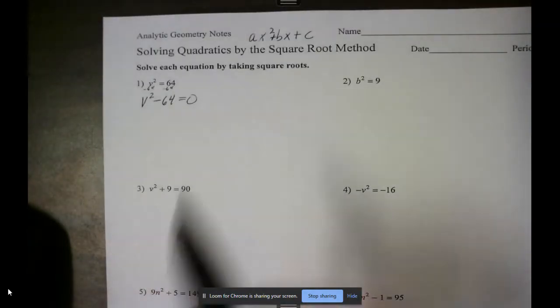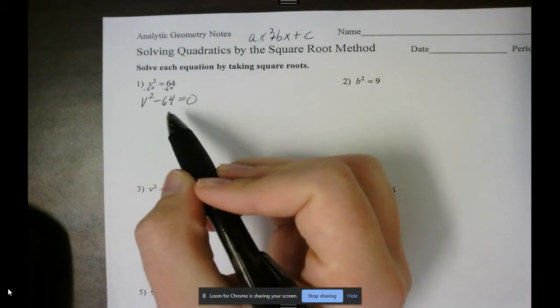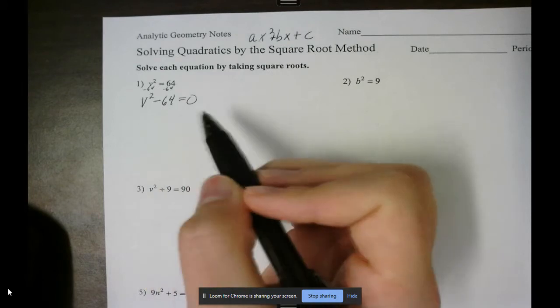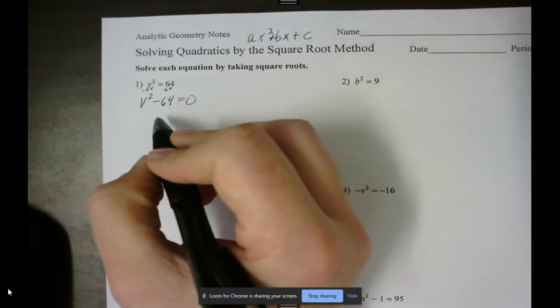Now, I'm going to do this first problem two ways. I'm going to factor it, and then I'm also going to do it by the square root method. And then for the rest of them after that, we'll just talk about the square root method, okay? So you can actually do it both ways? Sometimes.